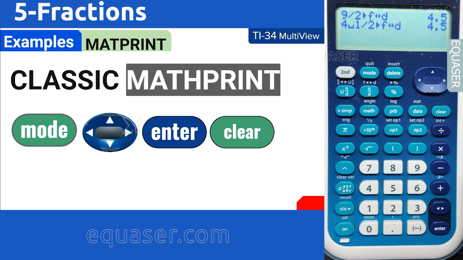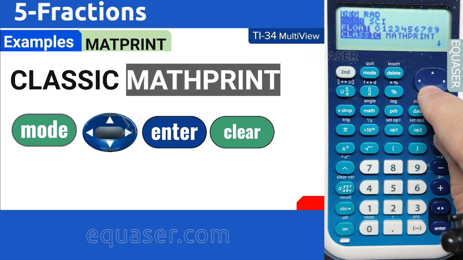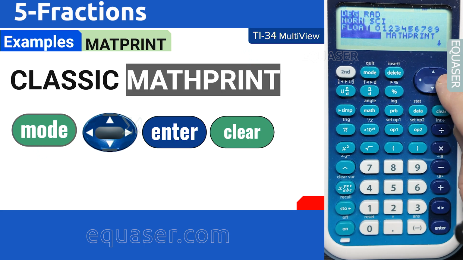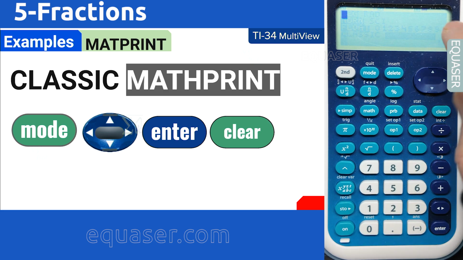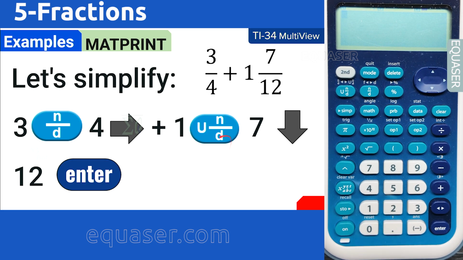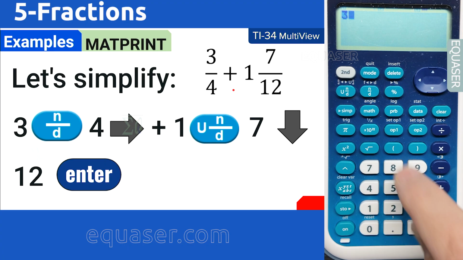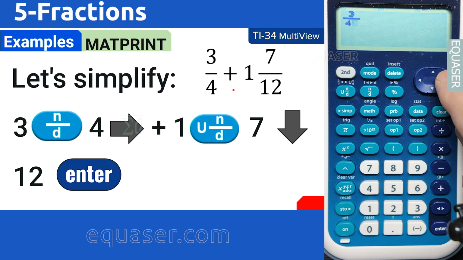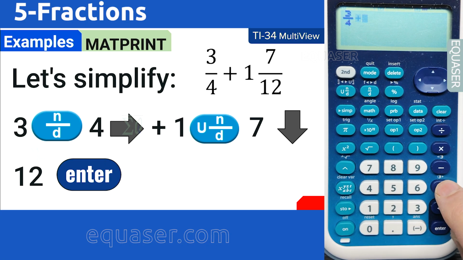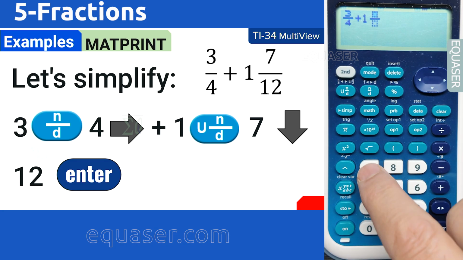Now let's go back to math print mode, come down, go to math print, enter, clear to exit. Now let's simplify this one. 3/4. Now we need to press arrow, plus 1, and then 7/7.